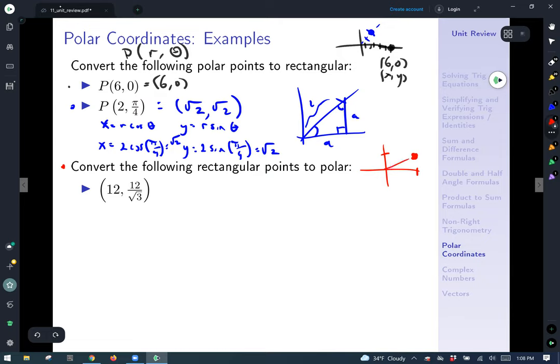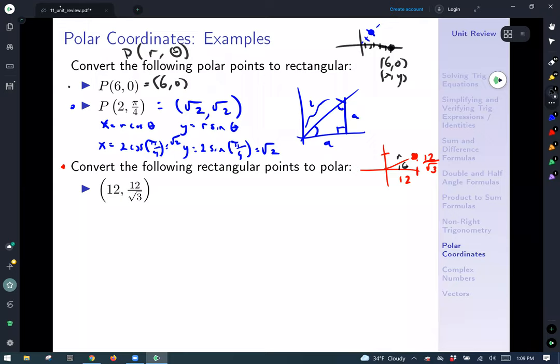And if I draw this, what do I know? I know that the base of this triangle is 12, and I know that the vertical of this triangle is 12 over root 3. That seems like some fairly helpful information there. What are we after? I am after theta and r. Which one of those can I find?